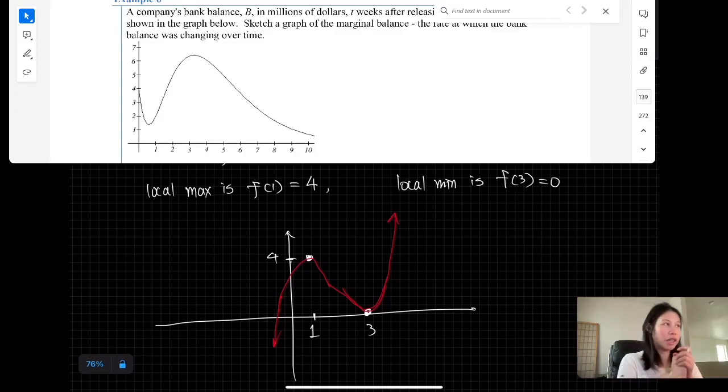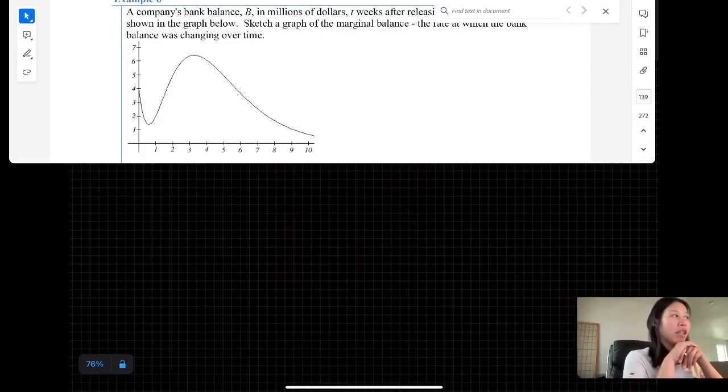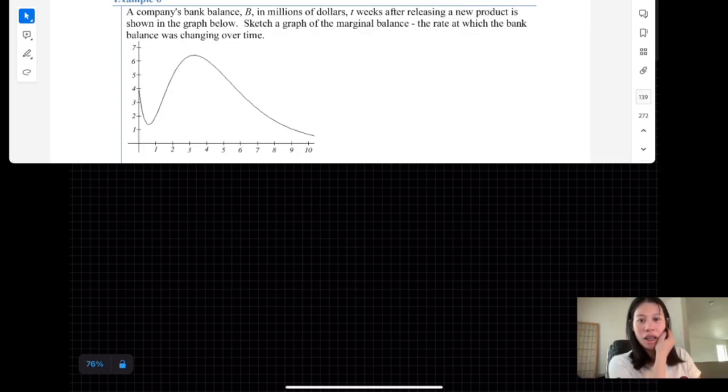So here is another example. A company's bank balance B, in millions of dollars, 2 weeks after releasing a new product is shown in the graph below. Sketch a graph of the marginal balance, the rate at which the bank balance was changing over time. So the marginal balance means they ask you to draw a graph of the first derivative.